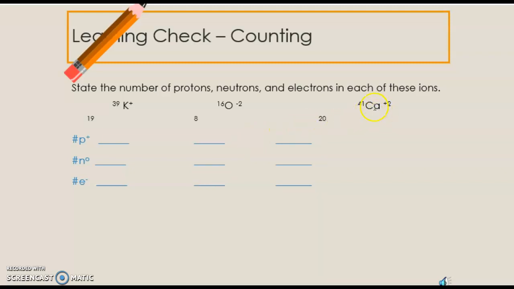Okay, let's look at calcium. Calcium's atomic number is 20, so it has 20 protons, but it has a +2 charge out here, which means that it's giving away 2 electrons. So instead of having 20 electrons, it's going to have 18.